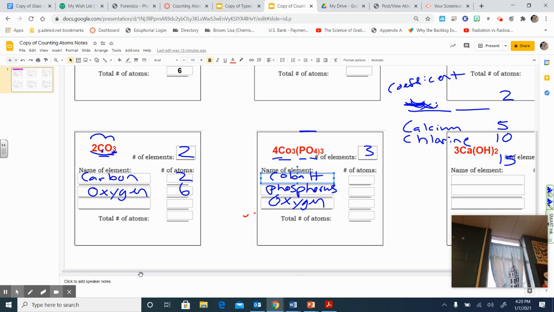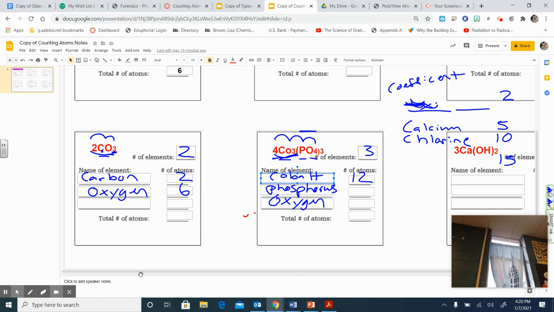Okay. So this 4 is a coefficient. It goes to everything in the compound. So it goes to the cobalt, it goes to phosphorus, and it goes to the oxygen. So I'm trying to figure out the cobalt. Cobalt already has a 3, and I have 4 groups of the Co3(PO4)3. So I have 4 groups of those. So 4 times 3 is 12. You end up with 12 total cobalts.